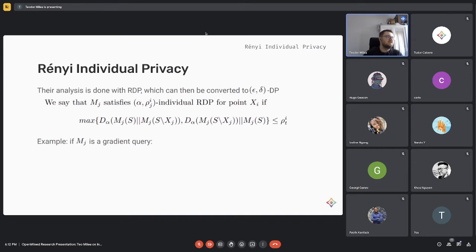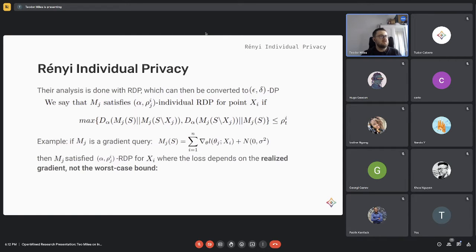And as an example, let's consider M_j as a gradient query, their formula might look something like that. The sum over the gradient and a little bit of noise at the end. Then M_j would satisfy this if the loss is realized by the gradient, not by the worst case bound. And this is how the final results for the parameter would look like.